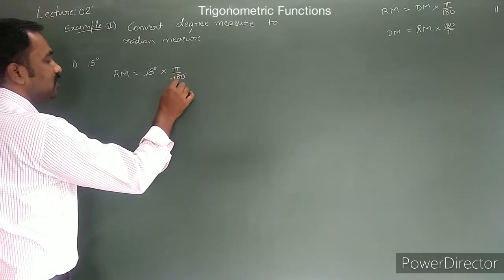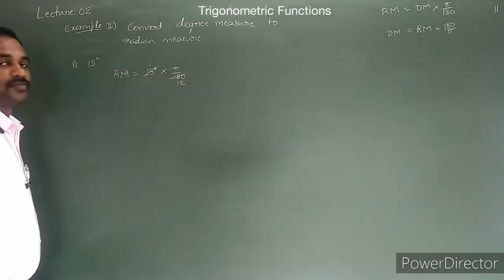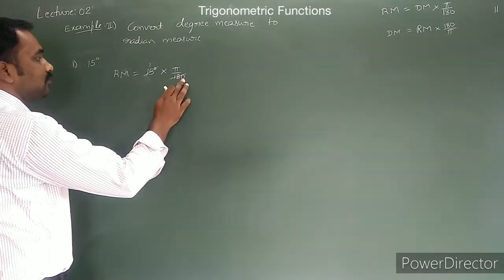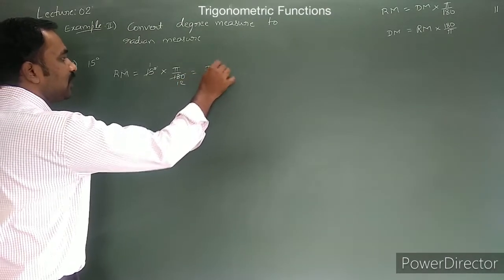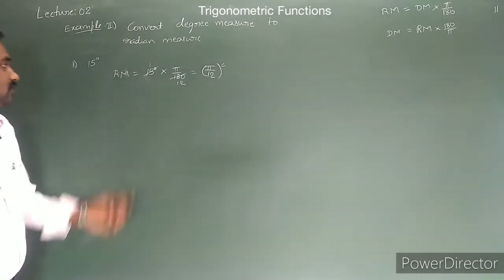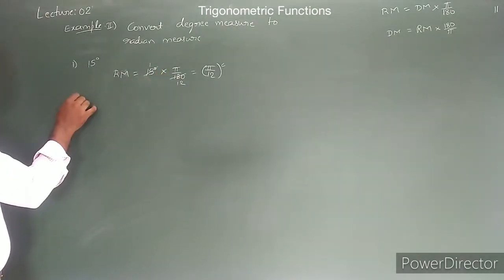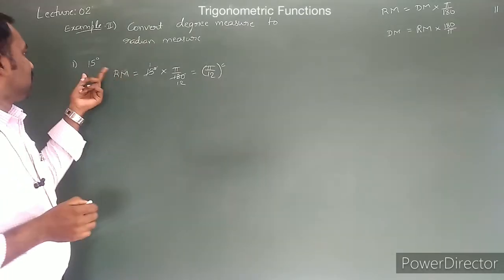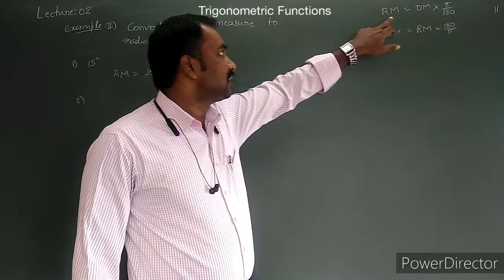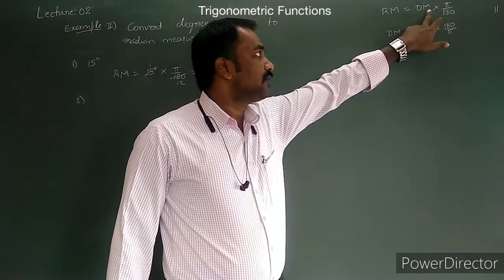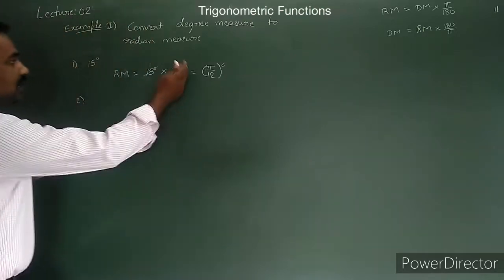15 ones are 15 and 15 twelves are 180. So we will get pi divided by 12 radian. So 15 degree can be written as pi by 12 radian. Are you clear? Very simple. Degree measure is given, and we have to get the radian measure. So for the given degree measure, multiply by pi by 180 and simplify.